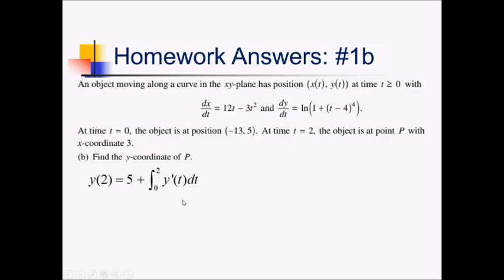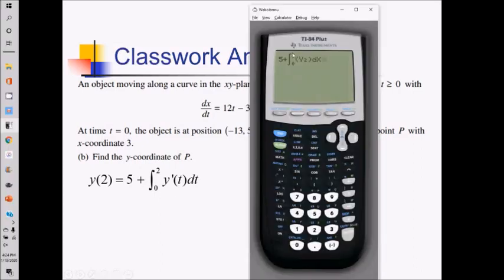And this is completely on the calculator after you write this. So I've got 5 plus integral 0 to 2. And again, y prime, I stored that as y2. Enter. Gives us about 13.671.